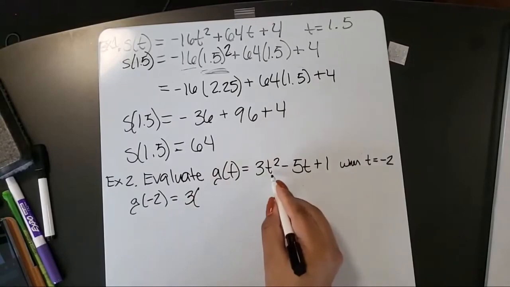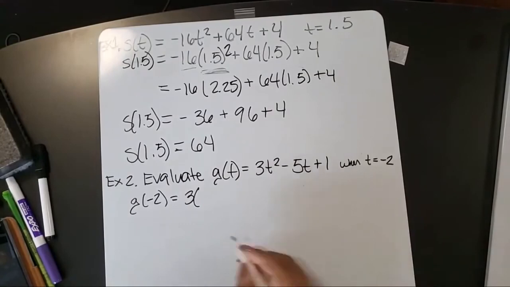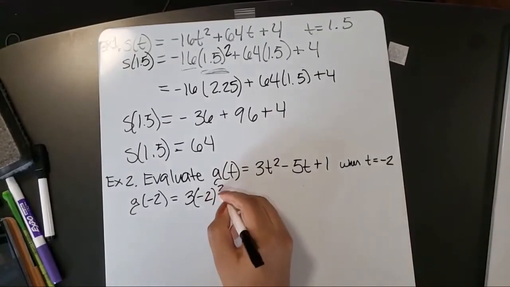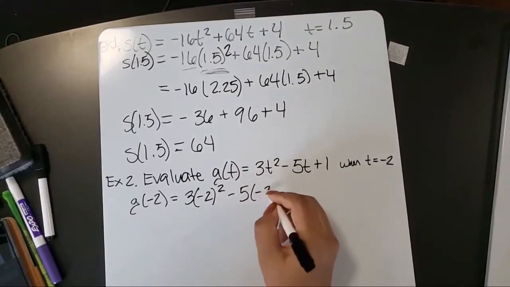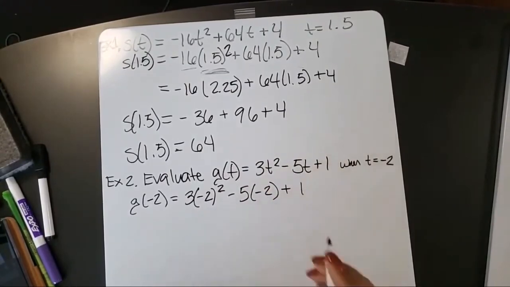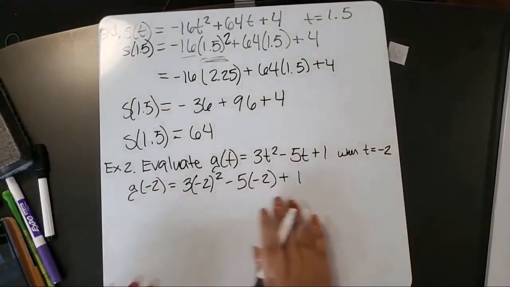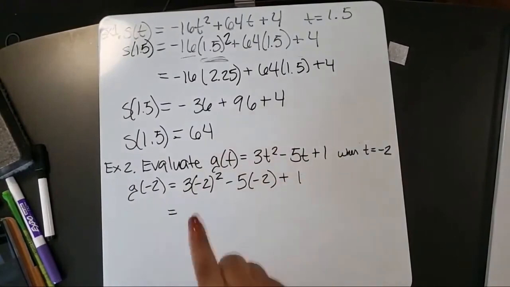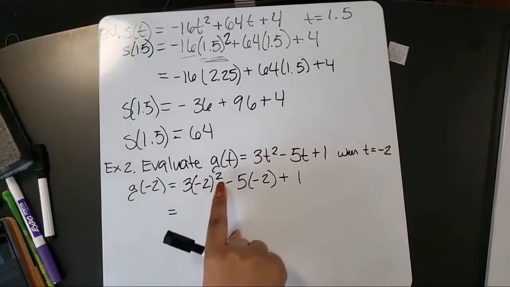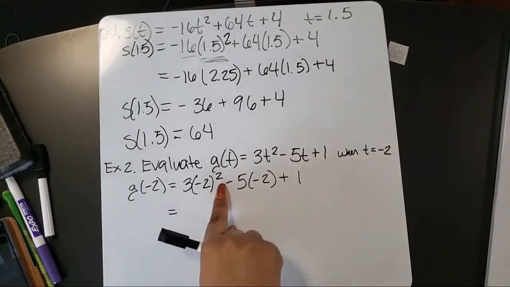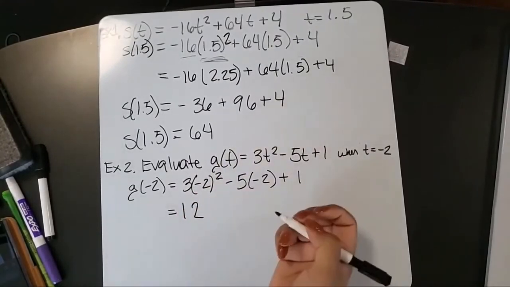And wherever we see a t, we're going to put that number in parentheses. Now, I recommend whatever you plug in that you put it in parentheses. If it's a positive number, a negative number, whatever it is, when you plug it in, put it in parentheses, okay? So now, this is where we are. This negative 2 is squared. We have to do that first. So negative 2 squared is 4. Then we multiply it by the 3 and we get 12.